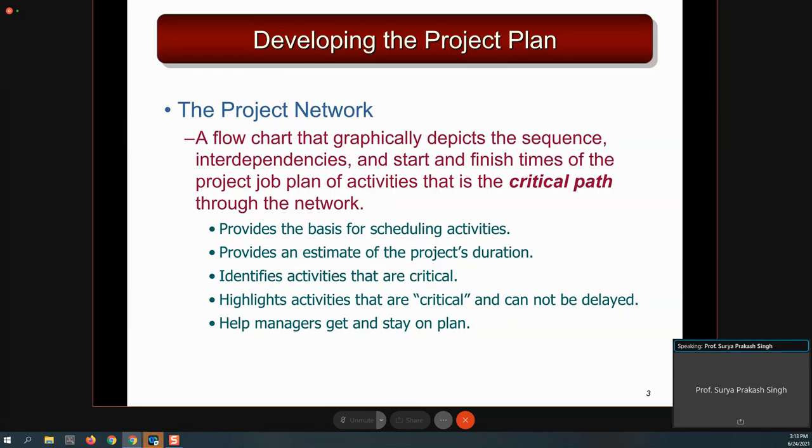When we draw the project, we will discuss how to draw it. When we complete the project network, it will provide you the scheduling of activities. It will also provide an estimate of the project duration. It will tell you which activities are critical, and it will highlight the activities that are critical and cannot be delayed. Those activities which are critical definitely cannot be delayed, while some activities can be delayed without disturbing the project duration. It will help the manager to stay on the plan, and they can make the schedule accordingly, seeing how much work has been done in how many days, and so on. They can go ahead.